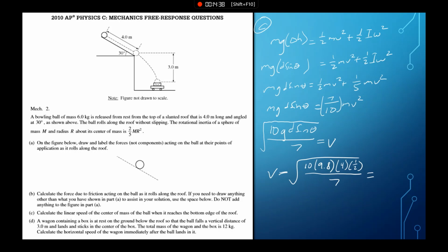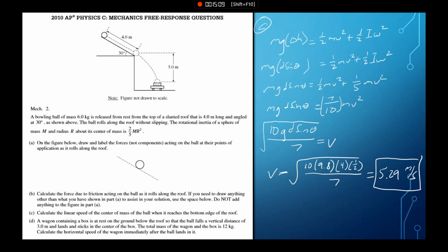Wait, where's my calculator? So if we find it, then 5.29. Units, meters per second. Awesome. Okay, that's it for C.